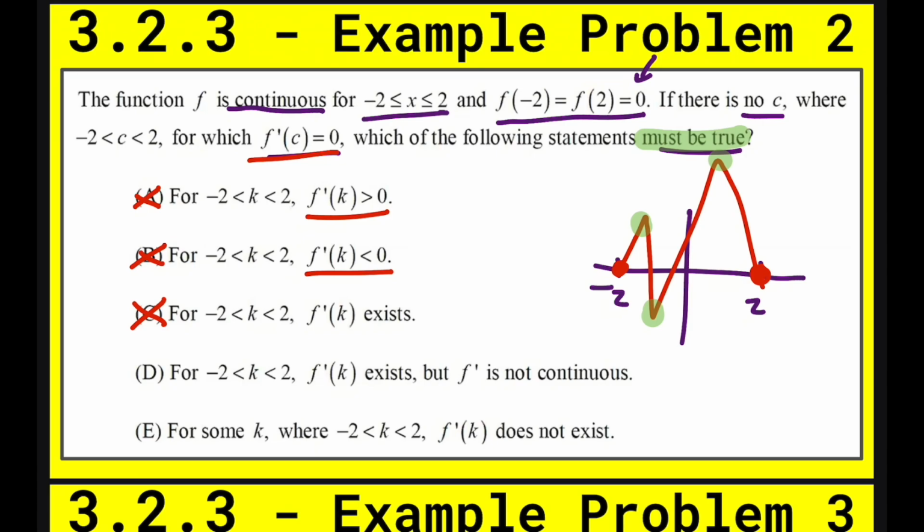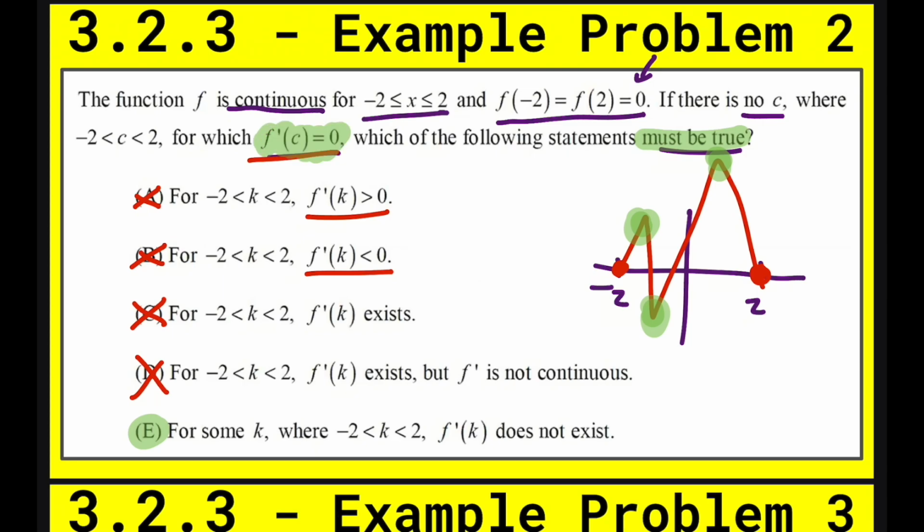D, from -2 to 2, the derivative exists but is not continuous. If the derivative exists, the derivative has to be continuous, so that doesn't make any sense. Well, this leaves E as our only answer. For some K, the derivative does not exist, which is true because, again, it doesn't exist here, here, or here. And that's the only way to do it, where the derivative is not equal to 0 anywhere.